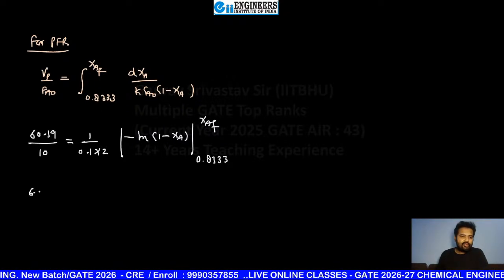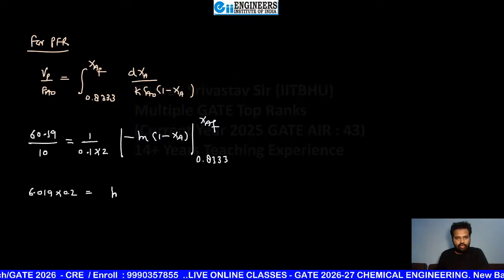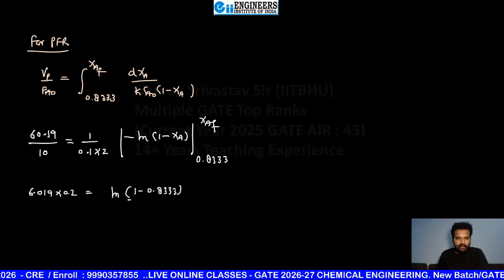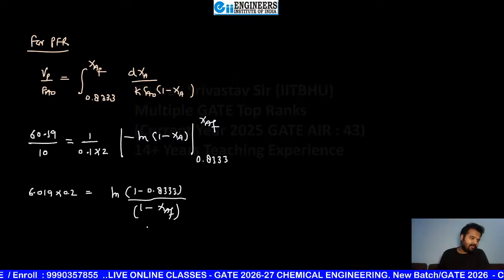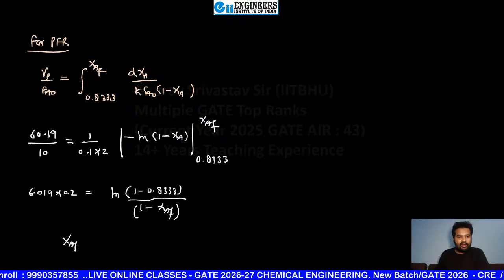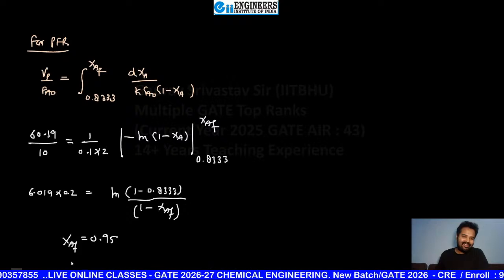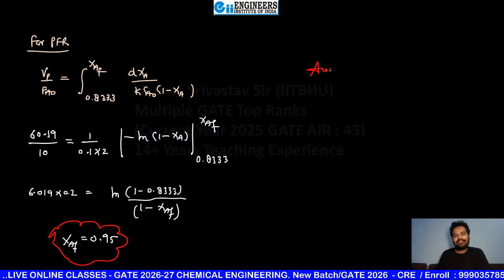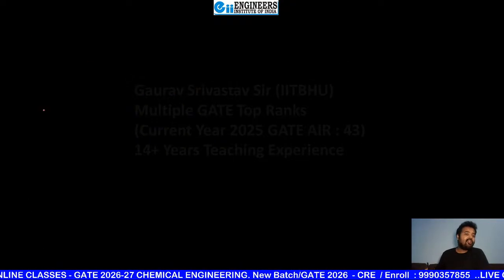Further solving, 6.019, 2 into 0.1 will be 0.2, and that equals, first put the lower limit because of this negative sign, ln of (1 minus 0.8333) divided by (1 minus XAF). Just solve it, and I hope after solving XAF will be 0.95. This we already knew. So my dear students, the answer is 95%.